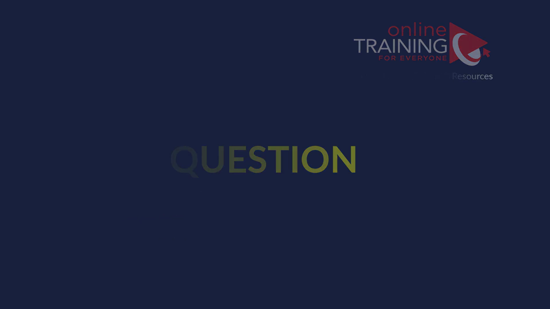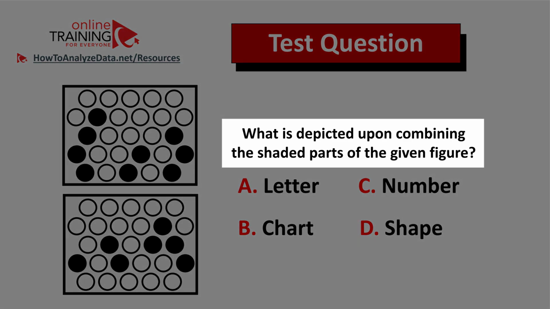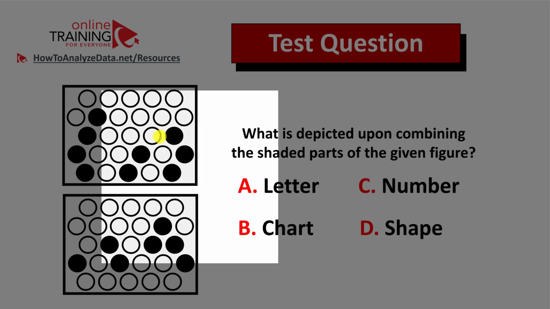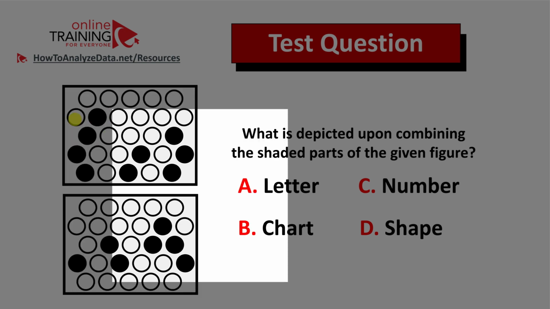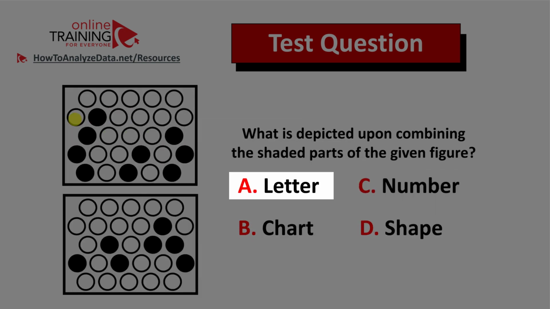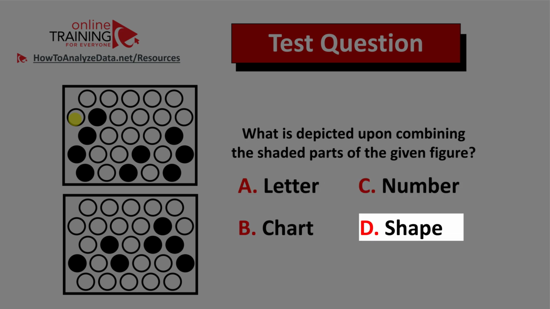Here's the tricky question from the real test, but somehow I have a feeling that you might come up with the answer. What is depicted upon combining the shaded parts of the given figure? And you have 2 rectangles with circles inside presented on the left. Each rectangle contains different circles. Some of them are white and some of them are filled with black. And you have 4 possible choices. Choice A, letter. Choice B, chart. Choice C, number. And choice D, shape.